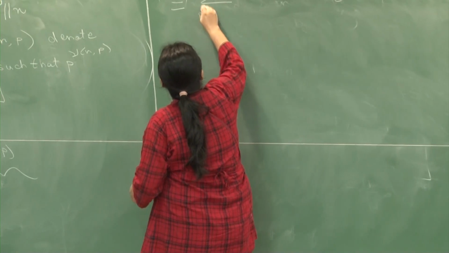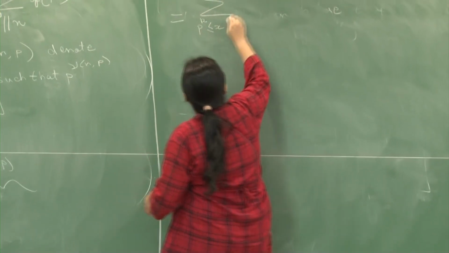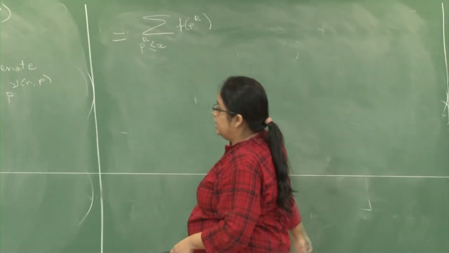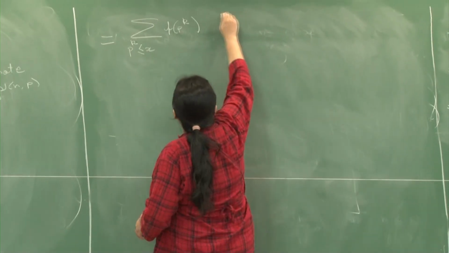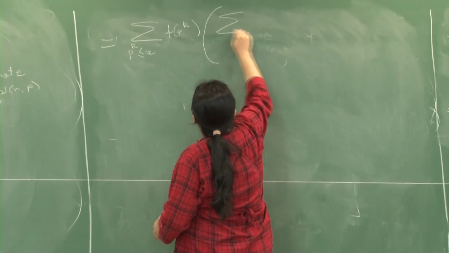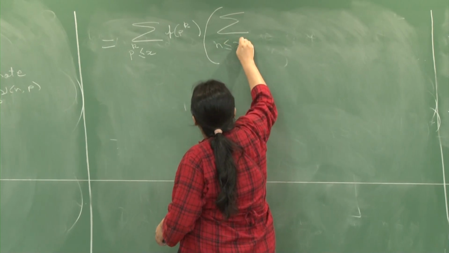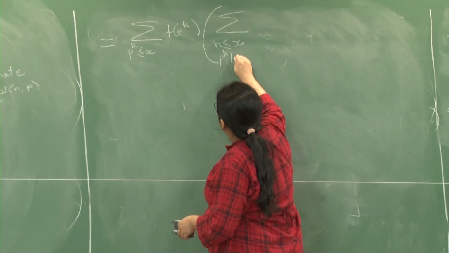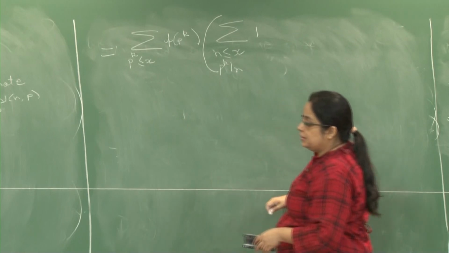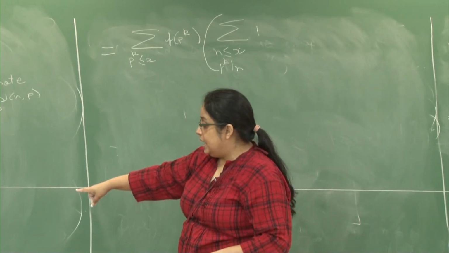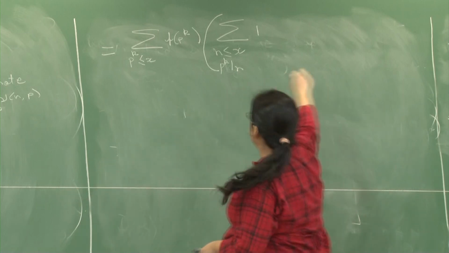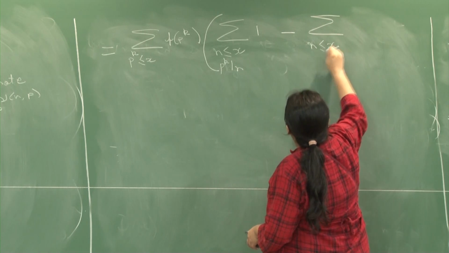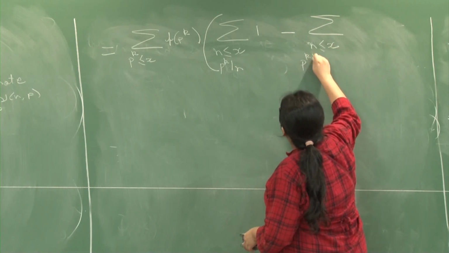And this can be written as the sum, of course, there is an f of p to the k, and then in the inner sum, what do you have? First, you run over all those n less than or equal to x for which p raised to the k divides n, 1. But you have to remove all those n's which are multiples of p to the k plus 1. So, you have to take away all those n's which are multiples of p to the k plus 1.